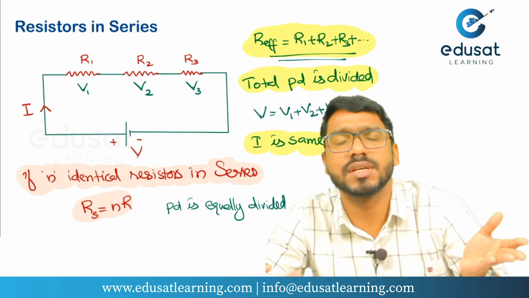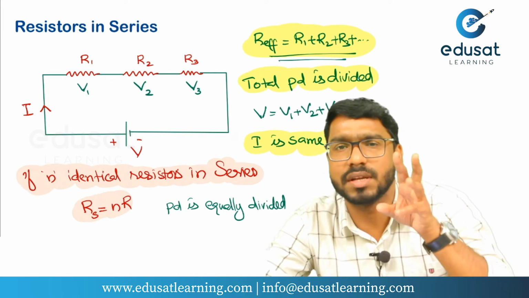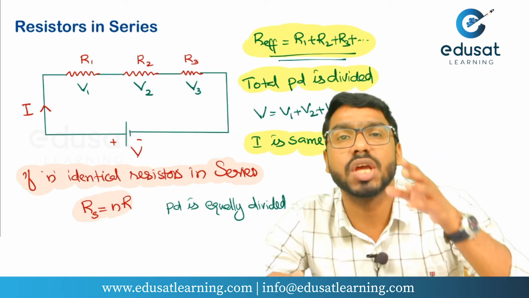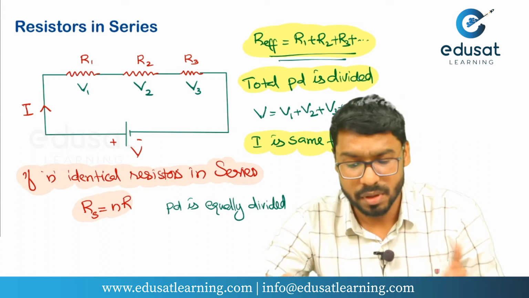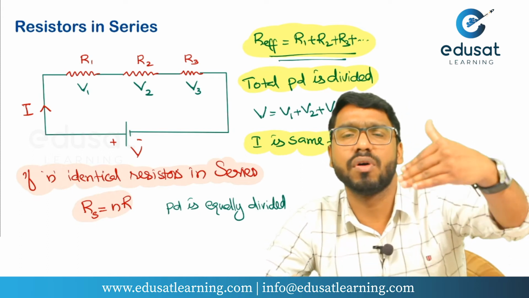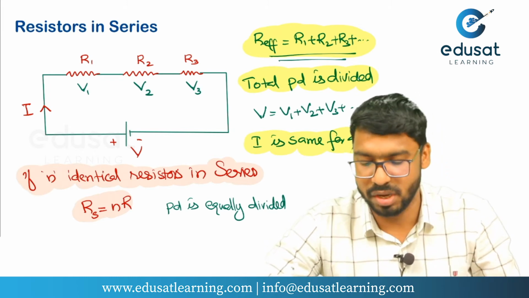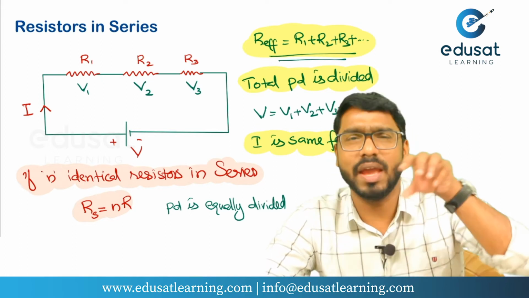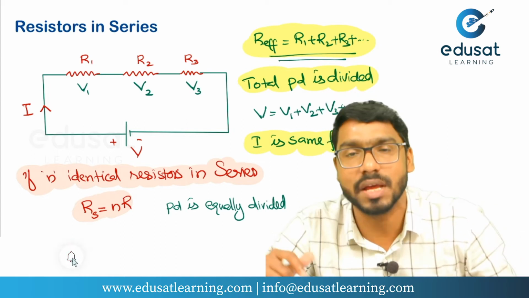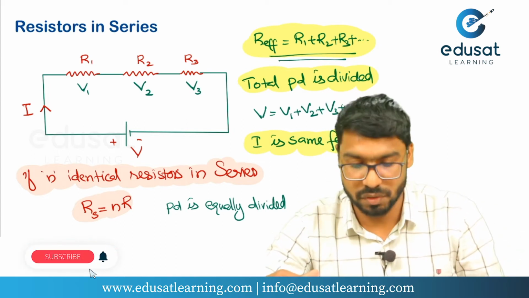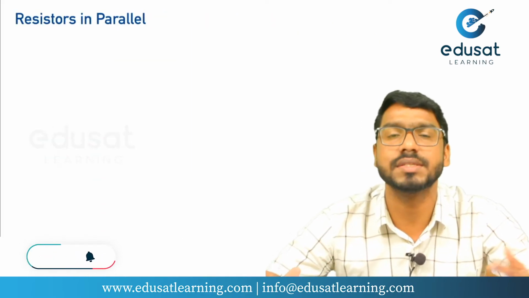That means all resistors are identical. For example, a 12 volt battery is connected to a series connection of 3 identical LED bulbs, so 4 volts will be the potential difference across each LED bulb. N identical resistors are connected in series, so the resistance R is added n times. That is why NR is the effective resistance when n identical resistances are connected in series.